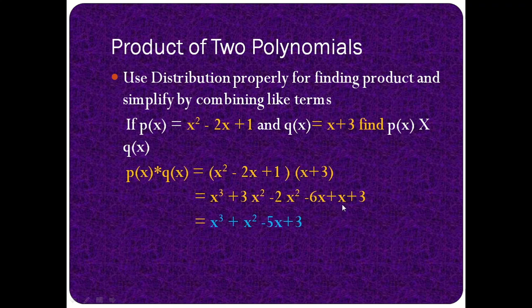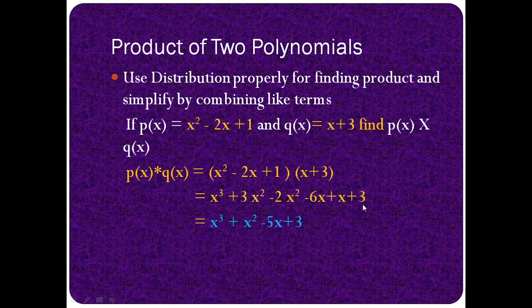1 into x is x. 1 into 3 is 3. This is called the distributive property. Distribute: multiply the first term in the first polynomial with the first term and the second term in the second polynomial. Then take the second term in the first polynomial and multiply it with the first term and also the second term. Take the third term, multiply it with the first term and multiply it with the second term.